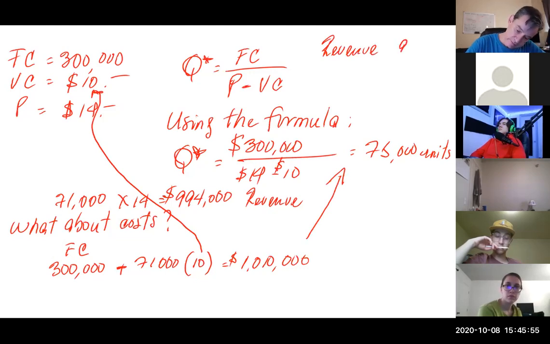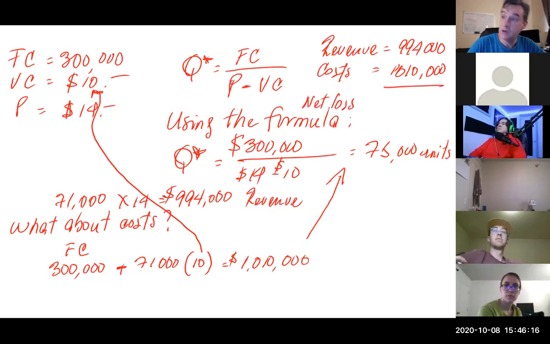So you got revenue 994,000, cost equals 1,010,000. You have a net loss of minus 16,000. So somebody hired you to produce these things. It's not convenient. Just don't do it. At the end, you will work a lot and you will end up losing money.